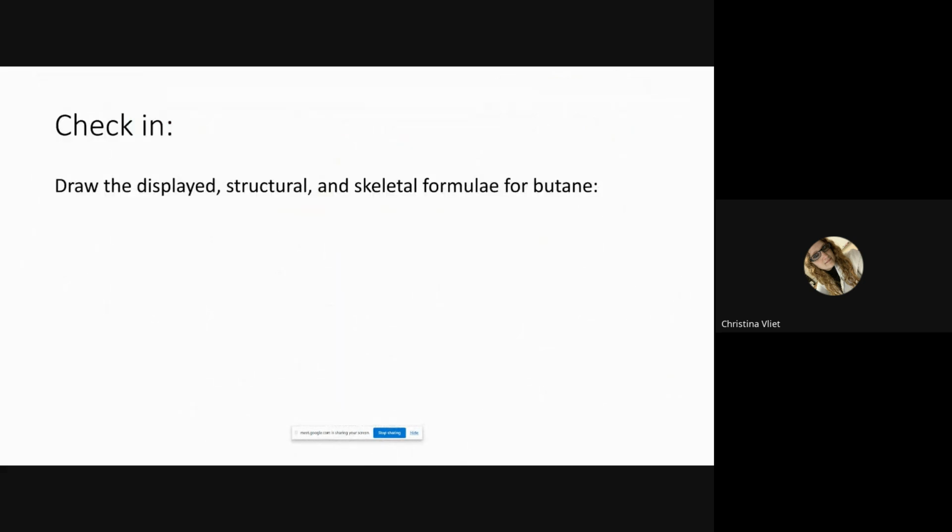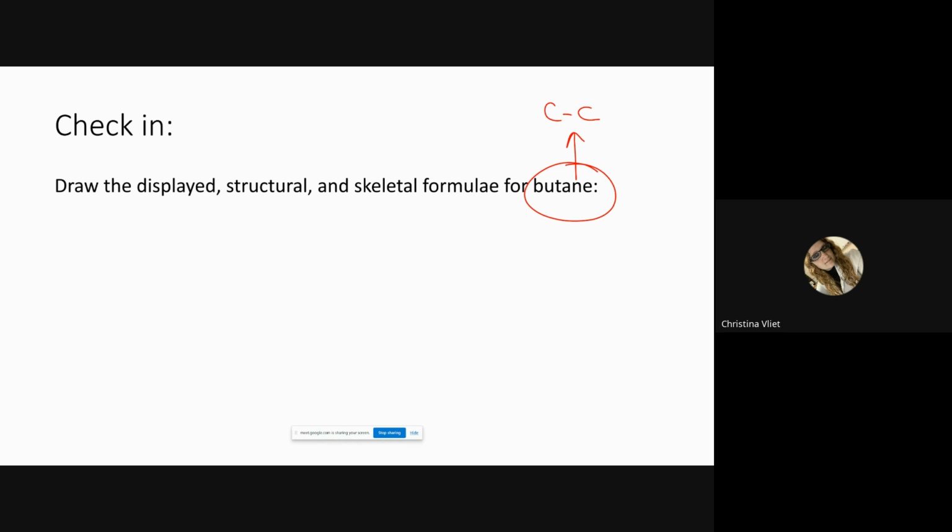The next thing is, this is from Unit 8, Lesson 1, what you were supposed to understand out of that lesson. So I want you to write and display the structural and the skeletal formula for the molecule butane. This is a check-in. What does ANE mean? The ending ANE. What does that mean? Butane. Single bond. I heard somebody say it. So this means that all my carbons are single bonded to each other.